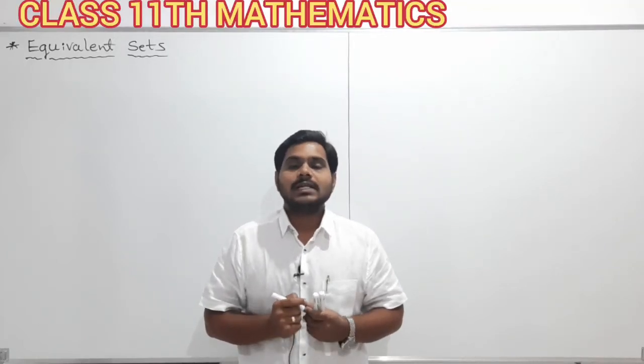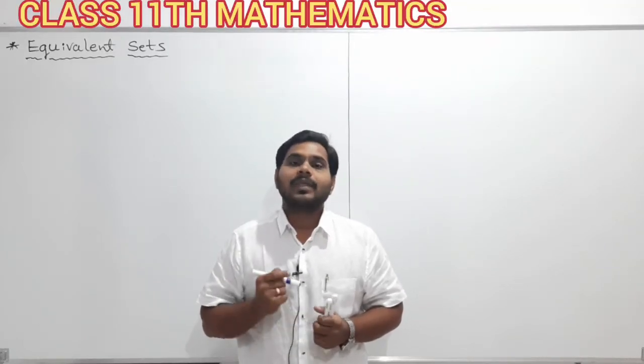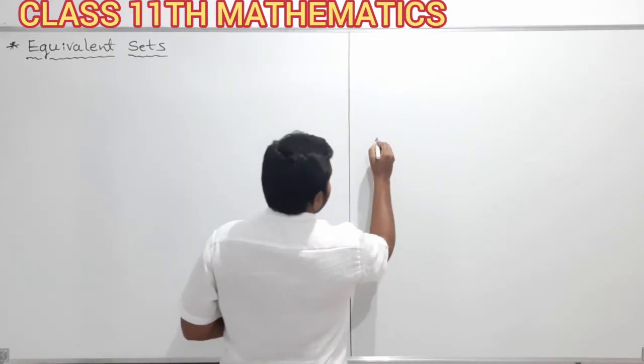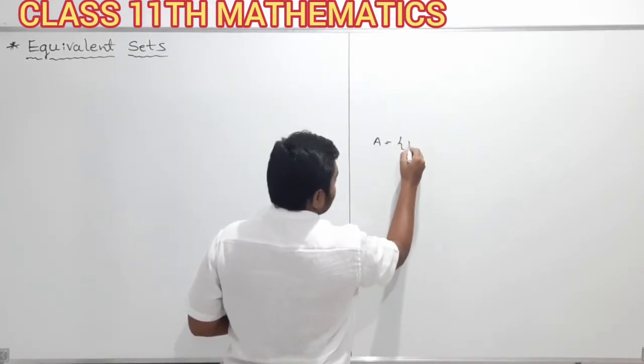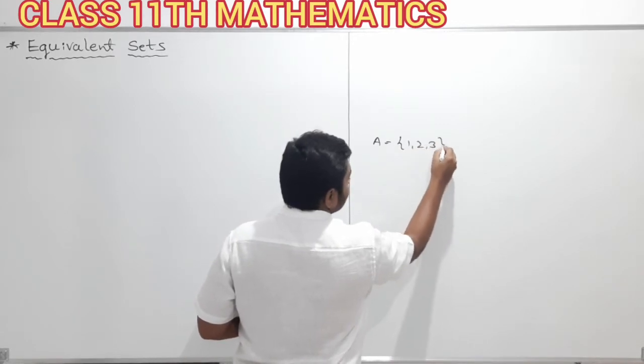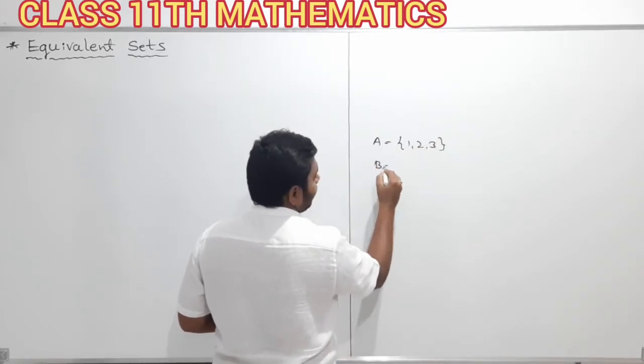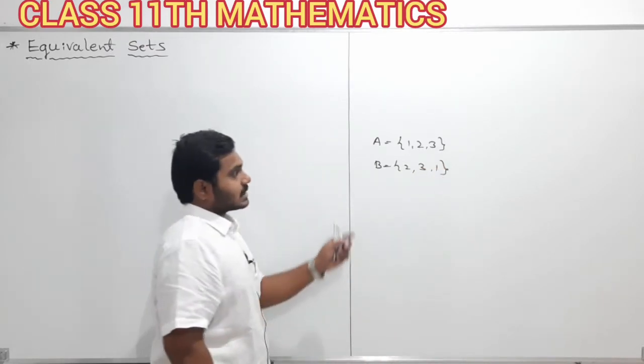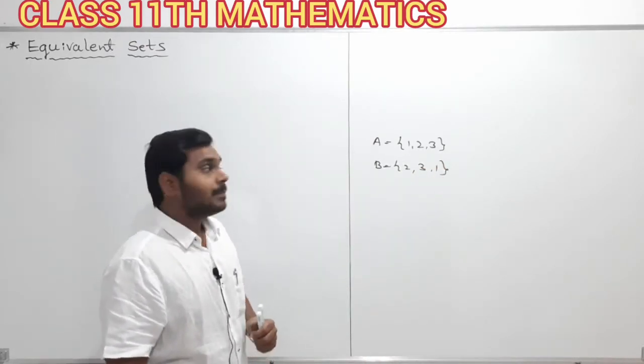In previous videos we discussed what is meant by equal sets. Equal sets means what, my dear students? If I have one set A equals 1, 2, 3, and another set B equals 2, 3, 1, these two sets are said to be equal.